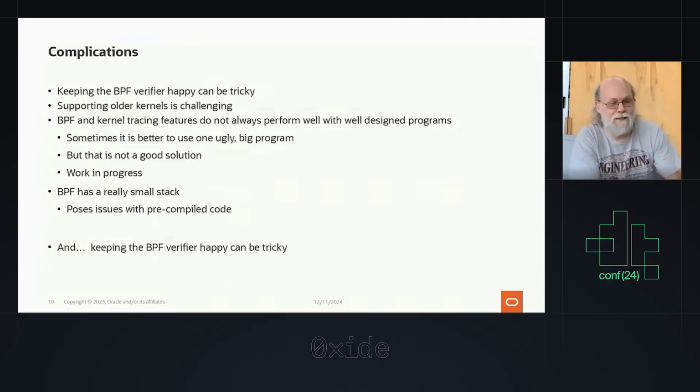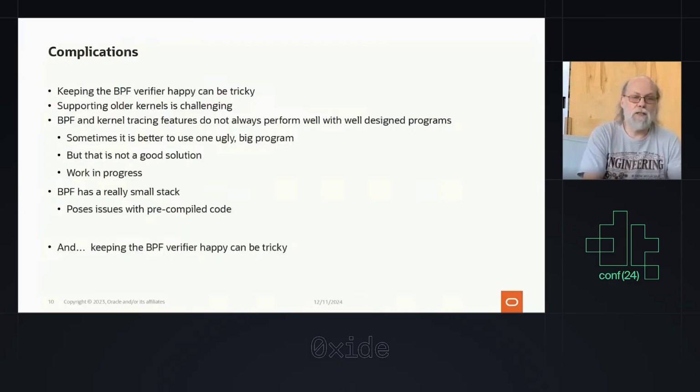So, complications. The BPF verifier, it's something you get to either love or hate, or both, more commonly both. It's what makes it safe to have BPF programs loaded into the kernel and executing, because it does its best to make sure that the program cannot do anything malicious to the system. So it tends to err on the side of caution, which means that it may reject a program that is perfectly safe, but it rejects it because it can't prove, well, in a sense, can't prove that it's safe. So it can be very difficult to keep it happy and still write more complex code.